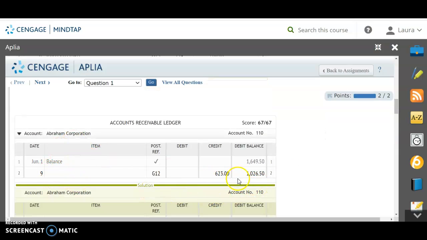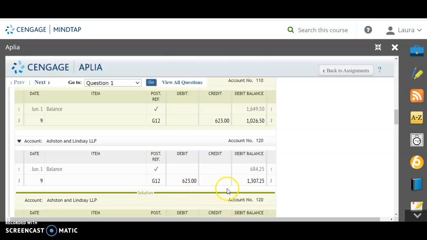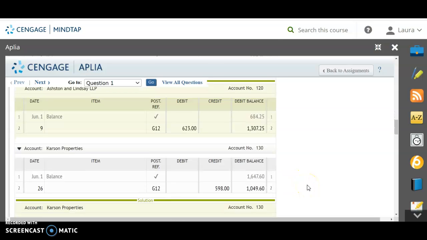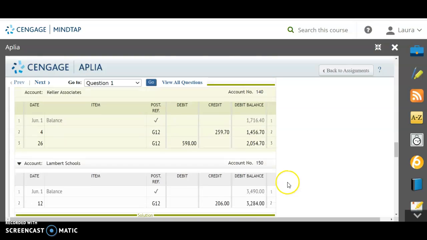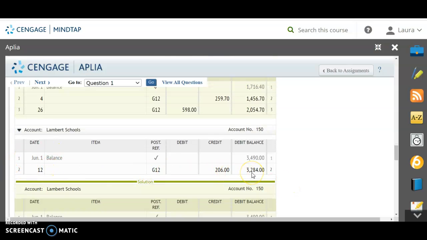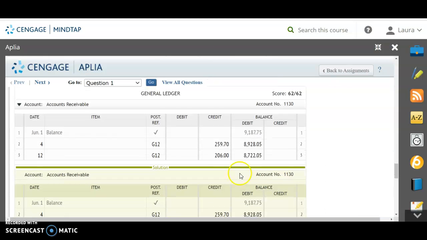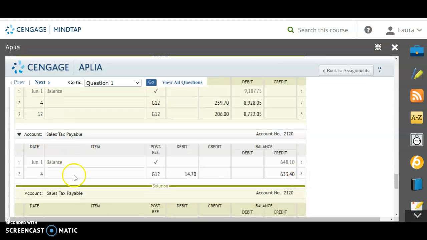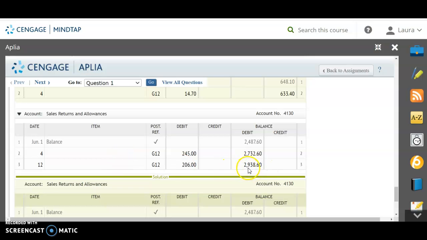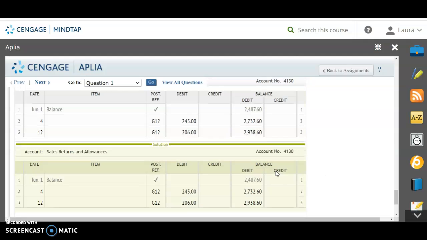So Abraham Corporation, we have a new balance of $1,026.50. Ashton and Lindsay should have a new balance of $1,307.25. Carson Properties will have $1,049.60. Keller Associates, $2,054.70. Lambert Schools, $3,284. And then for our general ledger accounts, we have accounts receivable, $8,722.05, because remember, credit entries you must subtract to get the new balance. Sales tax payable, $633.40. Sales returns and allowance, $2,938.60. And that should be all of them.